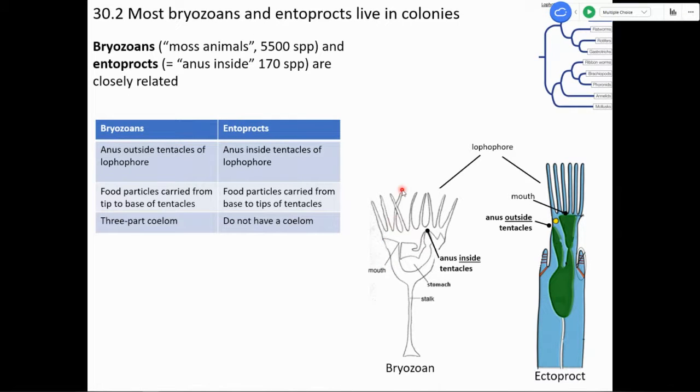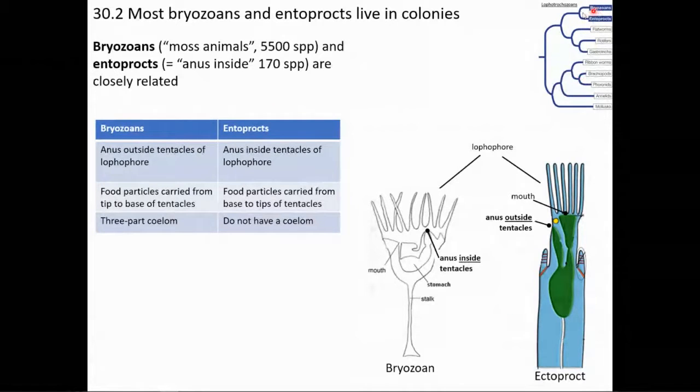Okay, yeah, it would. So we're going to talk about some of these groups. In most instances, I'll just pull up the phylogeny here just to remind us of where we are in here. So we're going to talk about the bryozoans and the entoprocts. These are two groups that are closely related to one another.